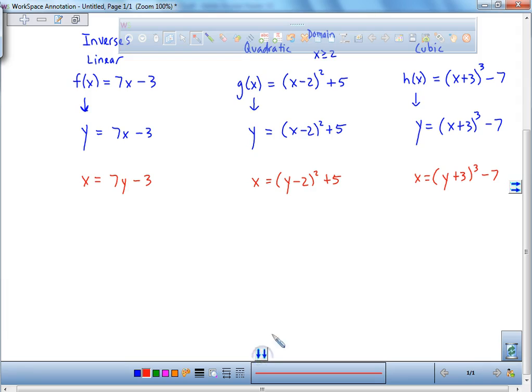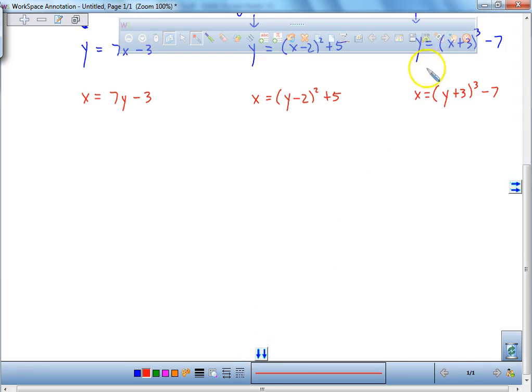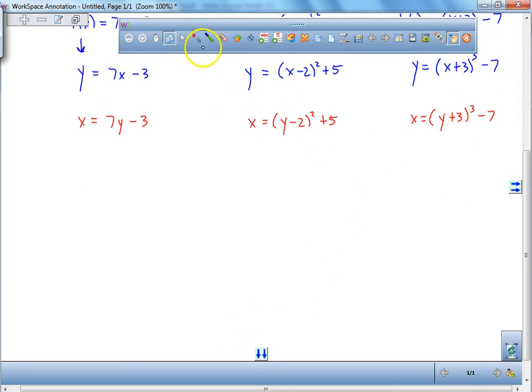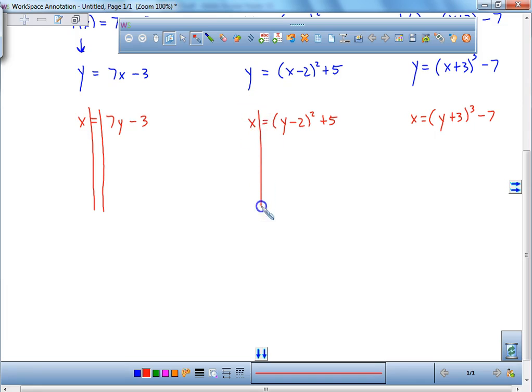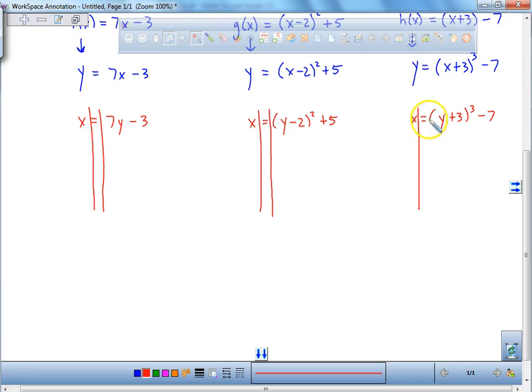All right, so I'm going to go ahead and move down a little bit so you guys can see this a little bit better, have a little bit more room to work. Now, when you're solving for an inverse, after you've swapped the x and the y values, you need to now solve for your new y. That's what you're trying to do. You're trying to solve for your new y.